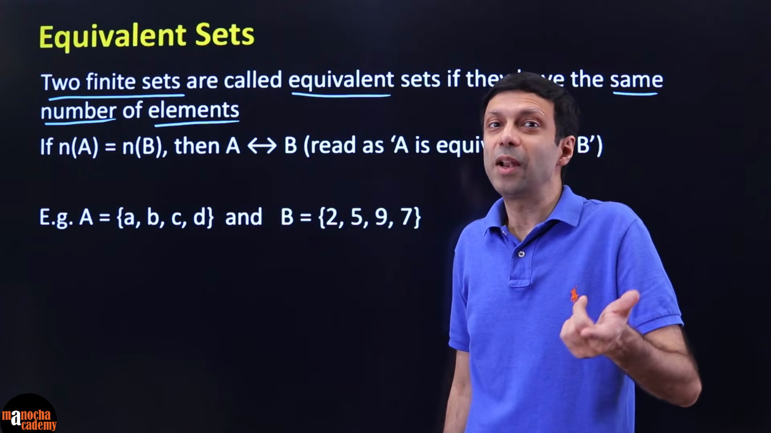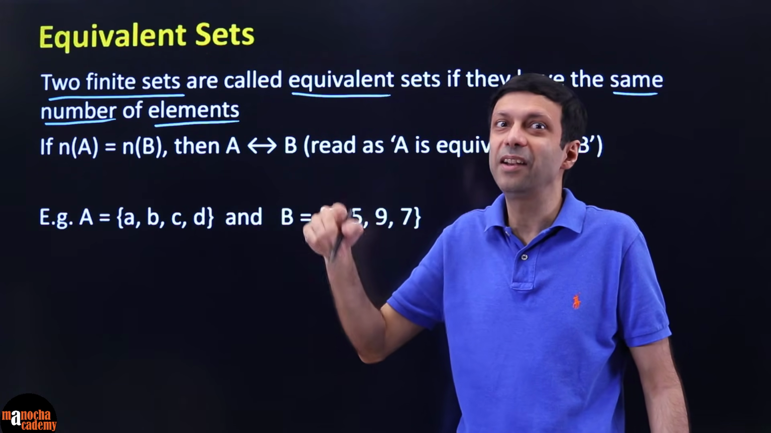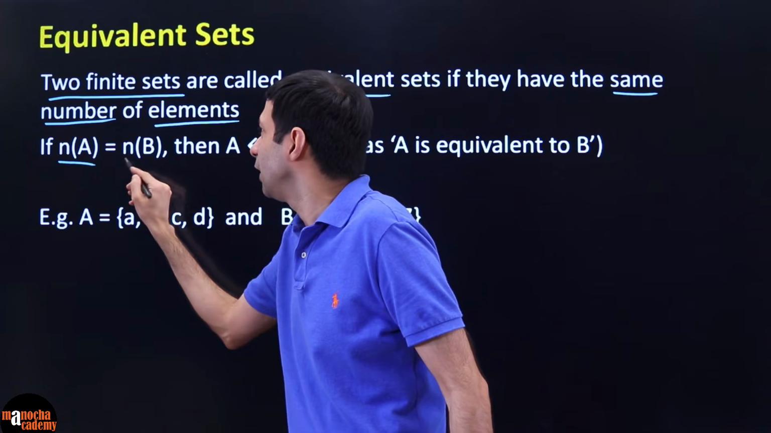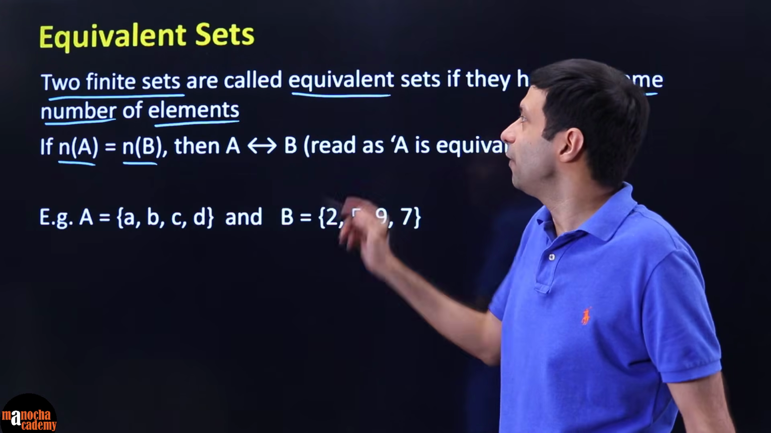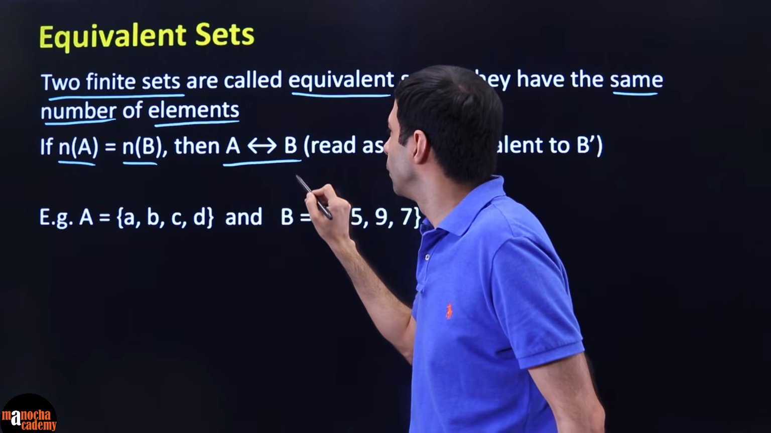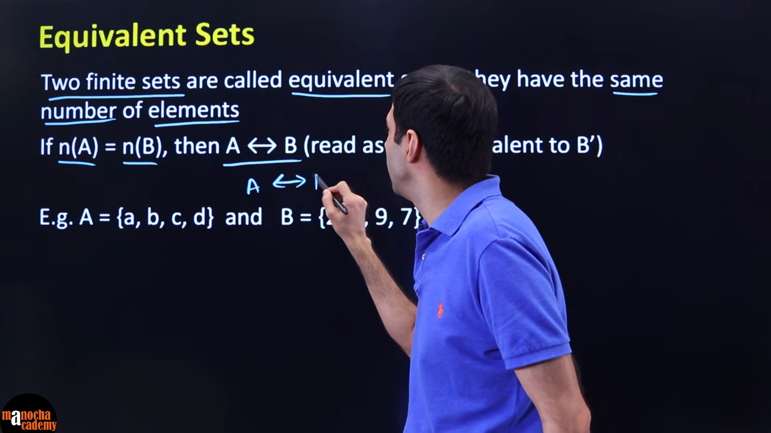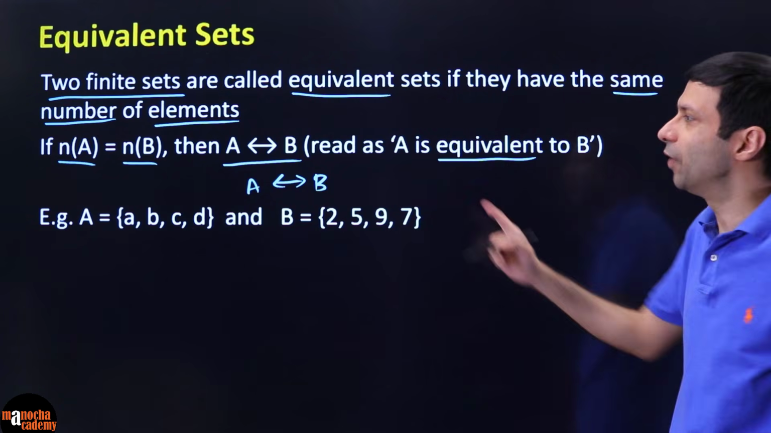Now what is the number of elements of a set called? Cardinal number. And remember we denote it with n bracket the name of the set. So basically we can say n(A) equal to n(B). The two cardinal numbers, or the number of elements, are the same. Then we say the two sets are equivalent and it is denoted like this with this kind of a double arrow sign. A is equivalent to B. So you should read this notation as A is equivalent to B.